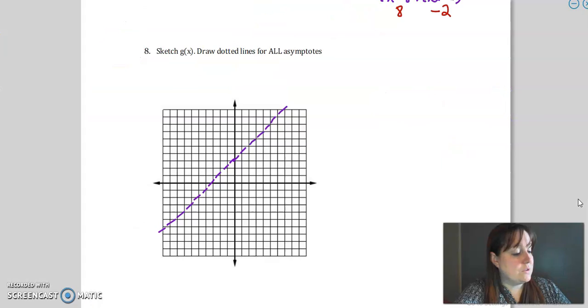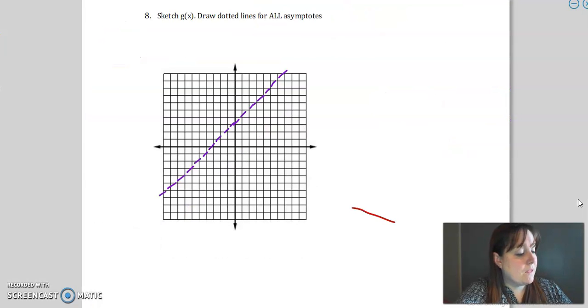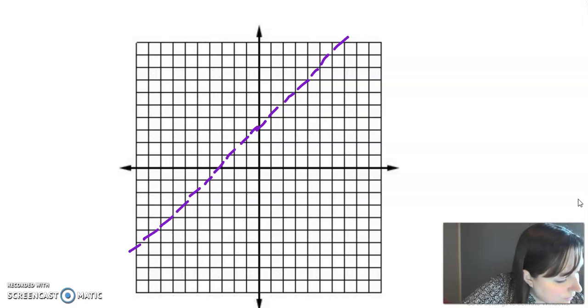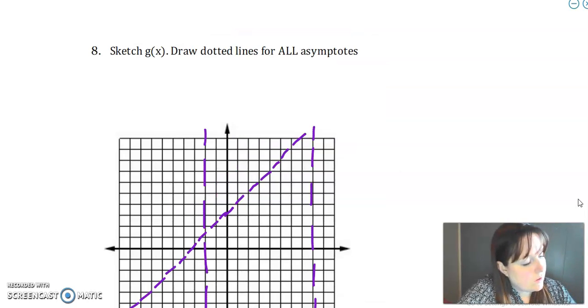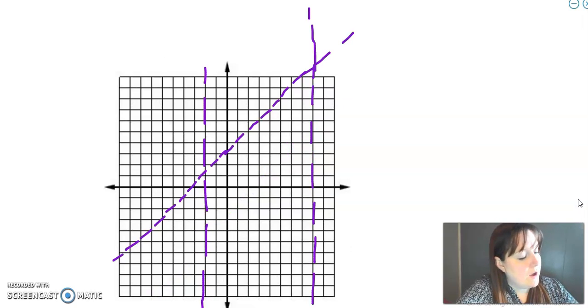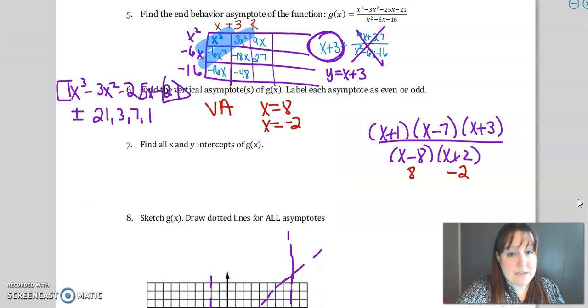So I can go down to my function and I can graph my vertical asymptotes at x equals 8: 1, 2, 3, 4, 5, 6, 7, 8, and -2. Okay, and I'm just going to go ahead and extend those up there. You'll see why later.